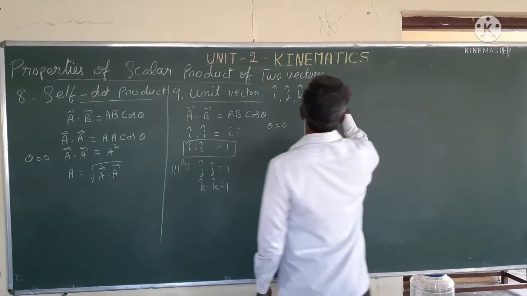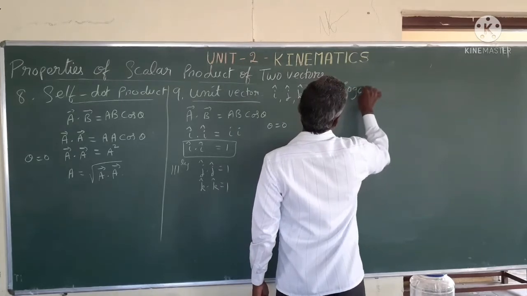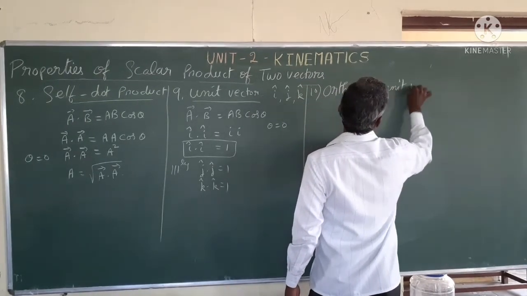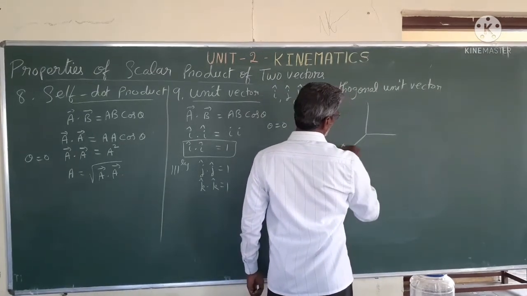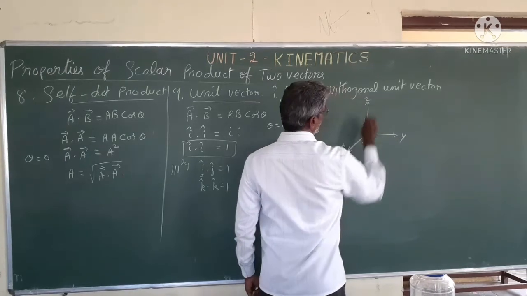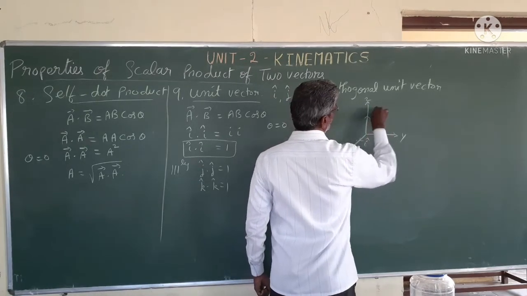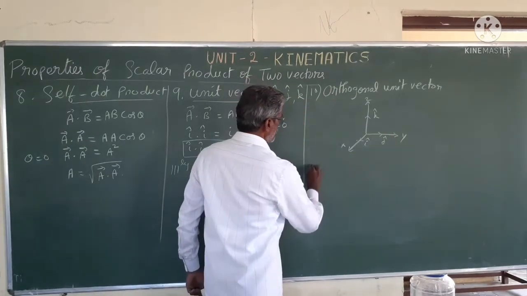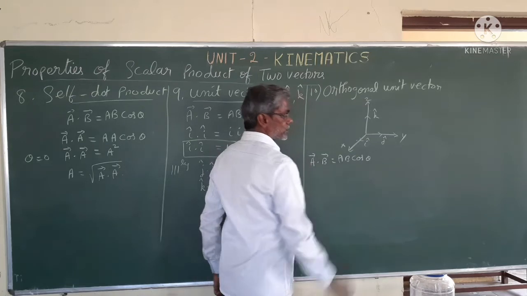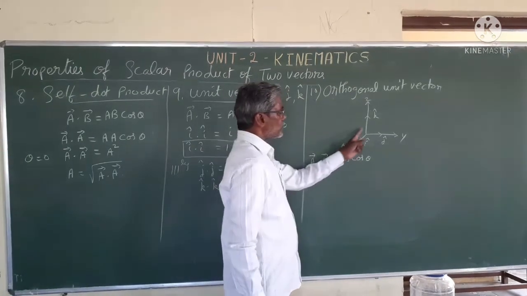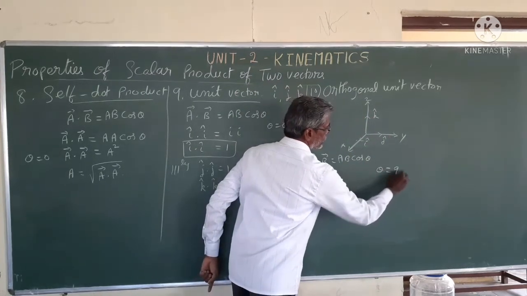Next property: orthogonal unit vectors. So X, Y, Z, or I, J, K. A vector dot B vector is equal to AB cos theta. This is general. Orthogonal means perpendicular. That is when it will be perpendicular, 90. So theta is what? 90.